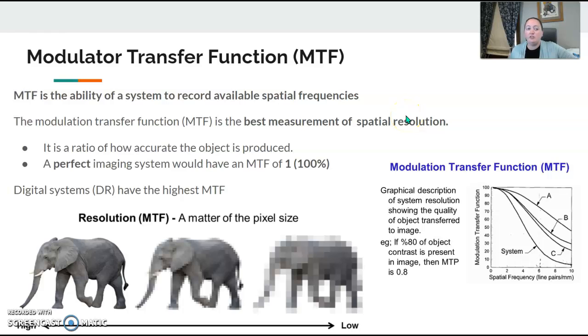Your MTF, or your modulation transfer function, is the ability of a system to record available spatial frequencies. It is your best measurement of spatial resolution. It's going to give you a ratio of how accurately the object is reproduced. A perfect imaging system, which is not going to happen, but in your ideal world, your MTF will be a 1, and so that would be 100%. DR has the highest MTF. It's controlled by your pixels, your spatial resolution. This is an example: an MTF of, say, 0.8, and that was 80%. So ideal MTF is going to be 1, which is equal to 100%.